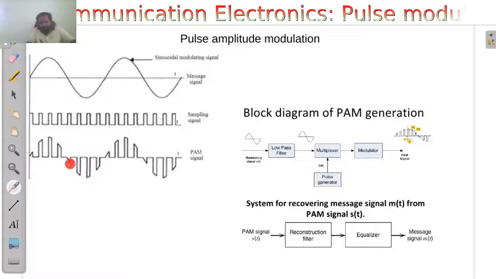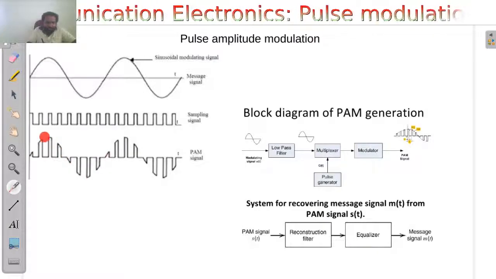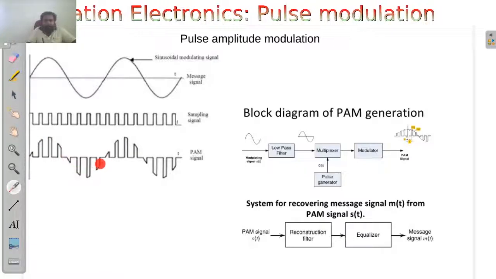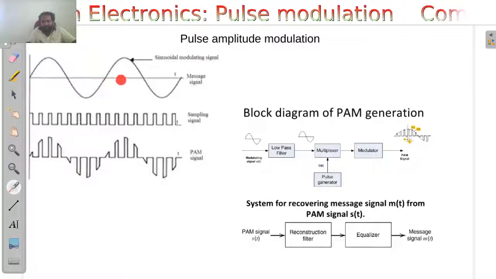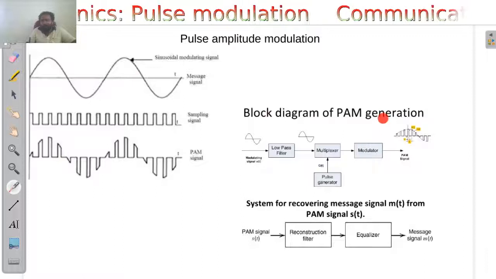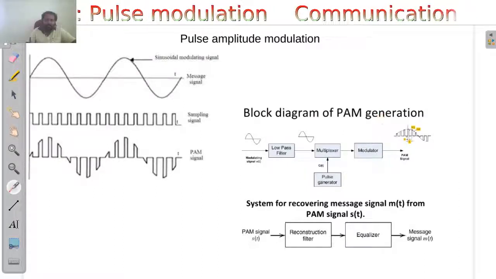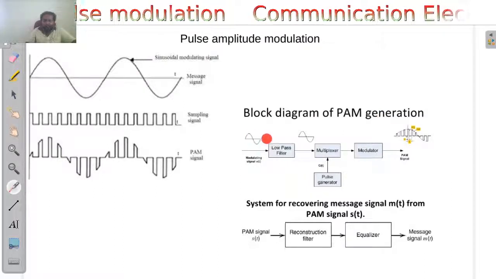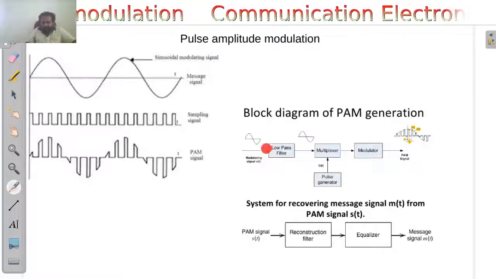So it gets scaled like this. So the amplitude of the pulses will be representing our message. Okay. So this is a block diagram for generating a pulse amplitude modulated signal, and you are giving a modulating signal as the input to a low pass filter.